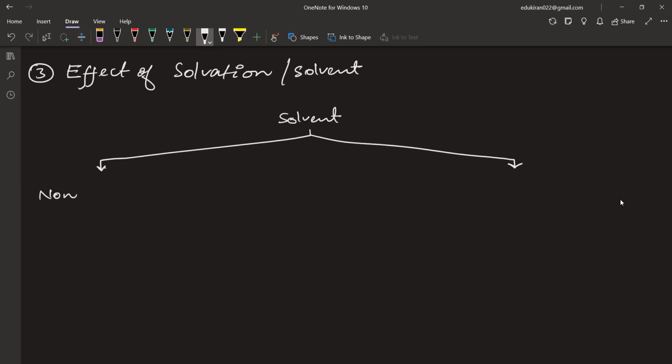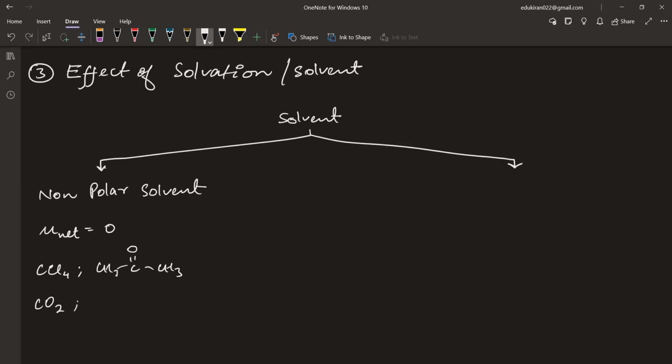One is called non-polar solvent. Non-polar solvents have mu net, that means the dipole moment, equal to 0. Examples of this are CCl4, and CH3-C(=O)-CH3, which is acetone. And if you have liquid carbon dioxide, then also it will be a non-polar solvent. So these are examples of non-polar.